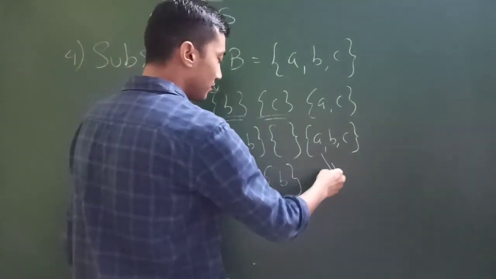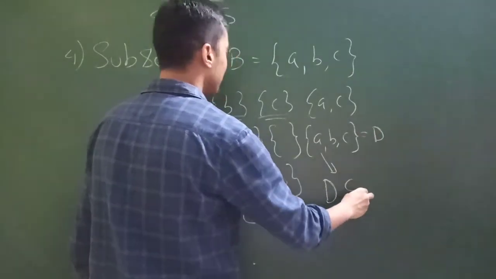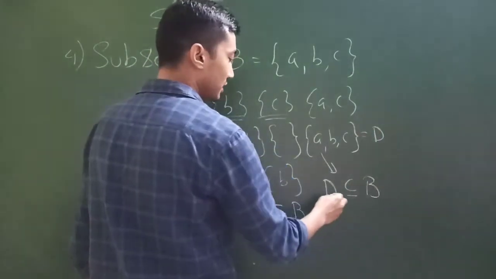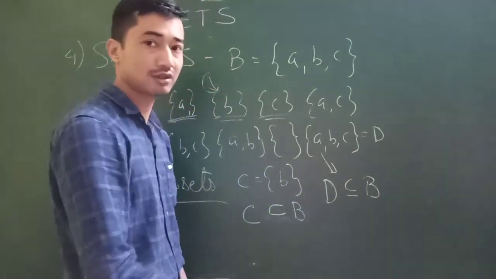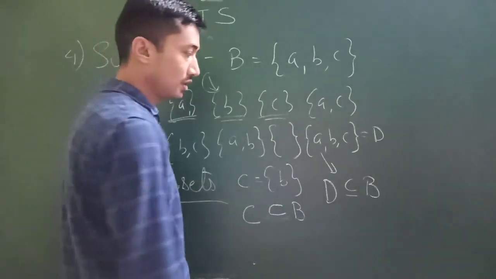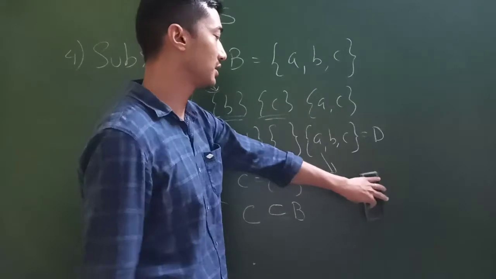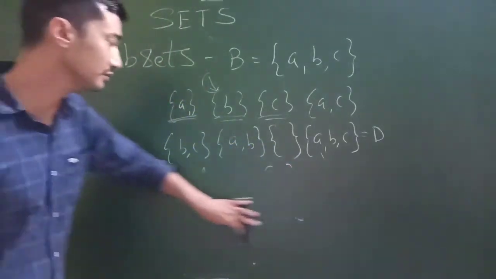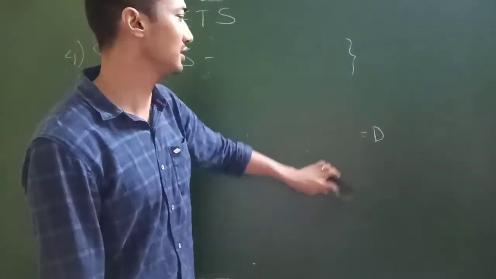This set, if I name it D, then I can write D as a subset of B, because this set D is also equal to set B. So in that case, I can use this sign. Proper subset generally means a smaller set.